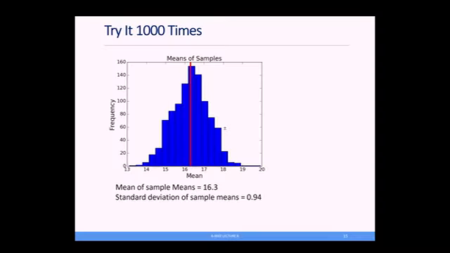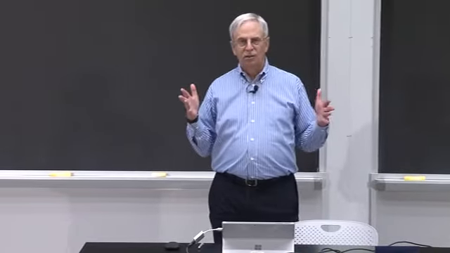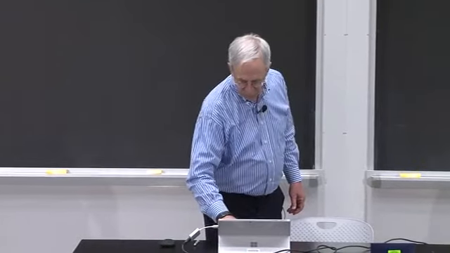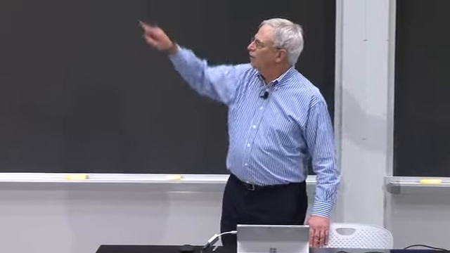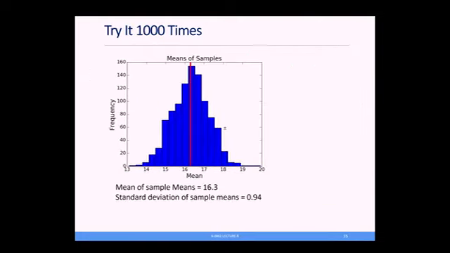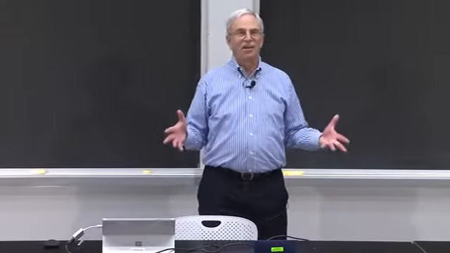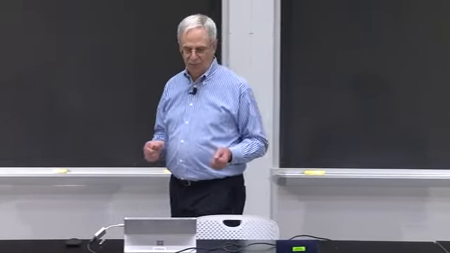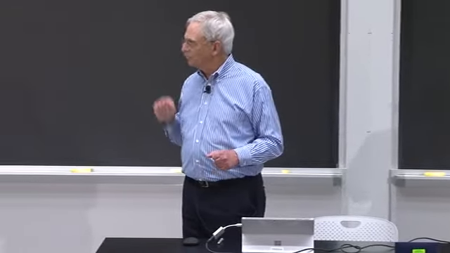And now if we look at it, we can see that the mean of the sample means is 16.3. And the standard deviation of the sample means is 0.94. So if we go back to what we saw here, we see that actually, when we run it 1,000 times and look at the means, we get very close to what we had initially. So indeed, it's not a happy accident. It's something we can in general expect.